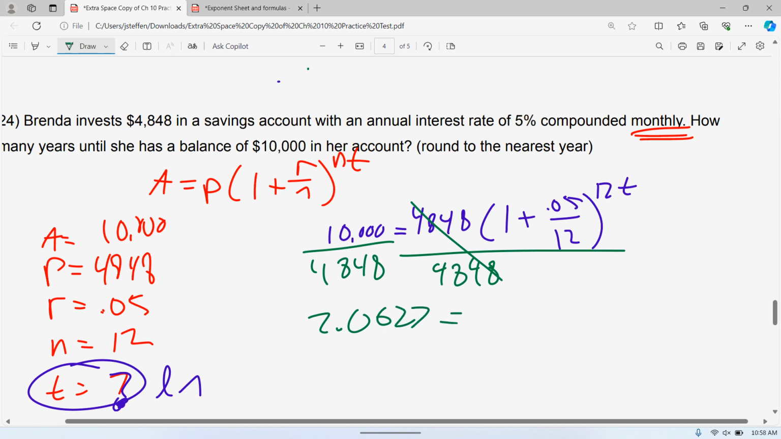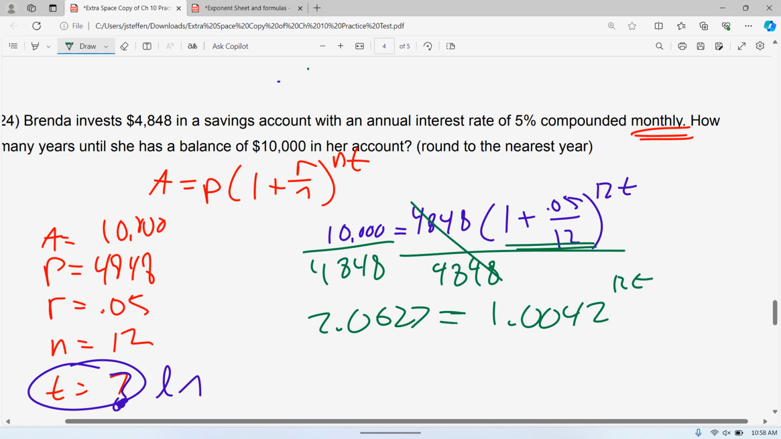Then the other thing we can put in our calculator, 1 plus 0.05 divided by 12 is 1.0042. Again, I would at least go to about 4 decimals, and then raised to the 12t. So the 2 steps I divided, but then I also combined some stuff over here to make it look a little bit nicer. Now again, this is where you run into a little bit of trouble.